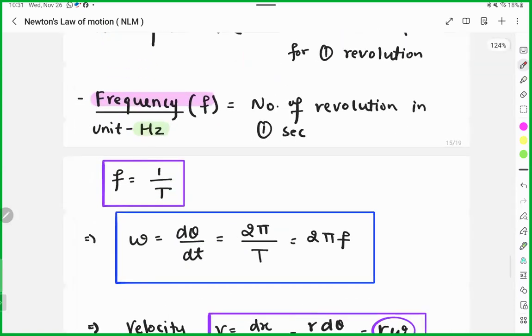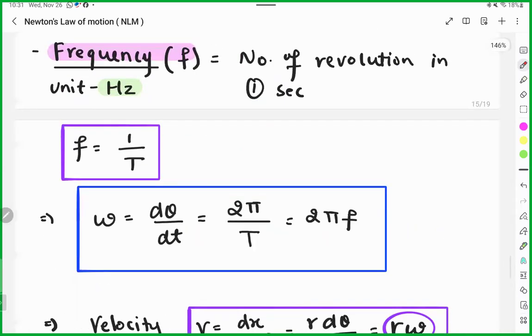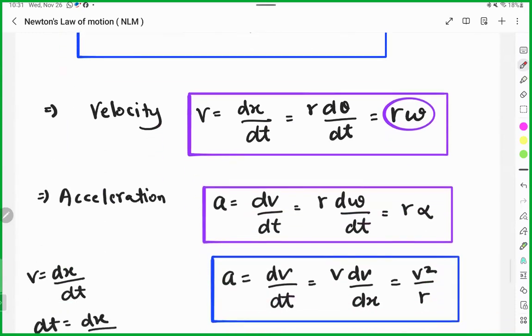And because we are done with SHM, you know the number of revolutions in 1 second is frequency, in hertz. If there is more frequency, time is less. If more time, frequency will be less. Correct?